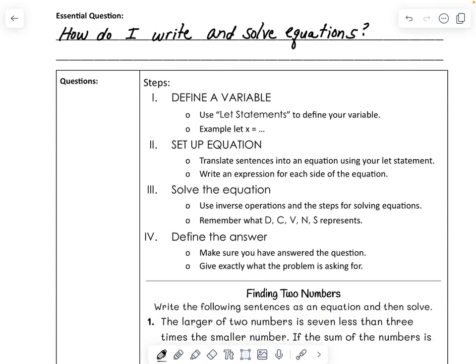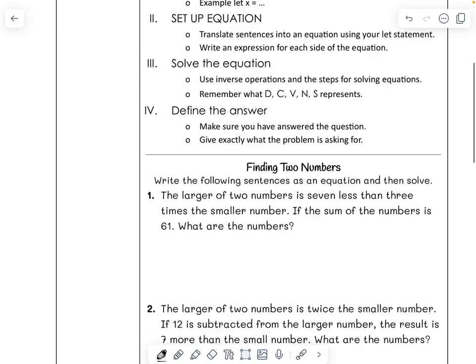Then you're going to define your answer. You're going to make sure you've answered the question that the problem is asking for, because sometimes you have to take an extra step to find the additional quantities that you may need. All right, so let's do some examples.